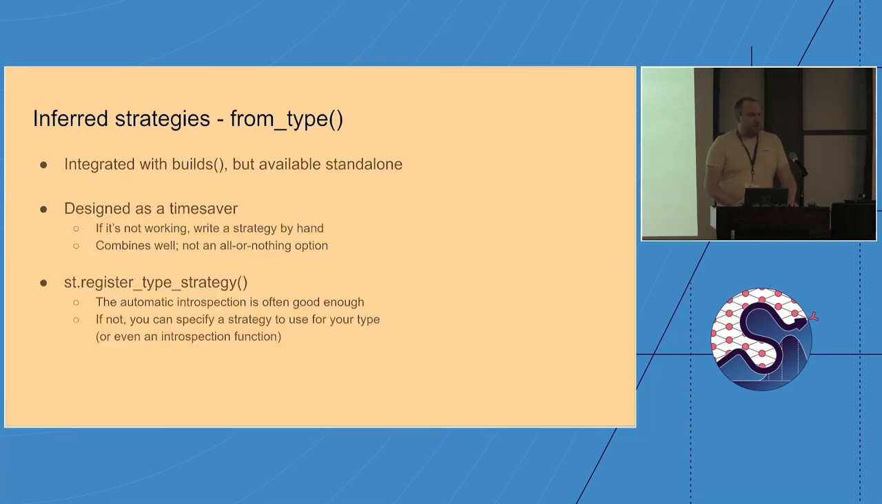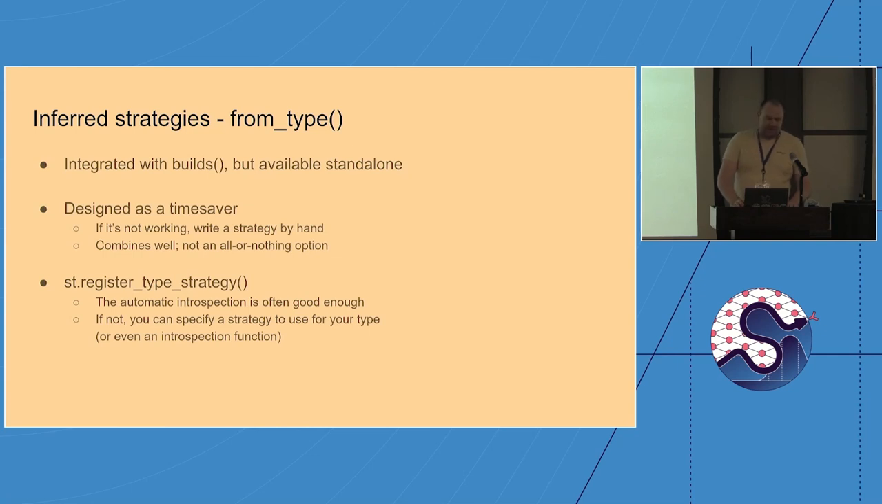I mentioned before that you can also infer strategies from types. The idea here is that it's designed as a time saver, because our goal is not to make you spell out everything, it's to make you spell out just enough to make sure that it's unambiguous what you want. So if the type inference isn't working, you can always write a strategy by hand. We try to avoid that thing where it's magic until it stops working and then you have to write everything by hand. In hypothesis, you should always be able to write just the bits that you want non-standard and have everything else in there.